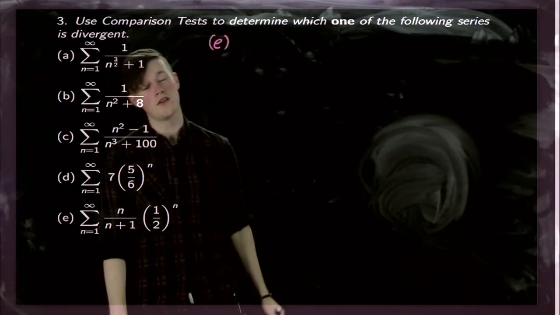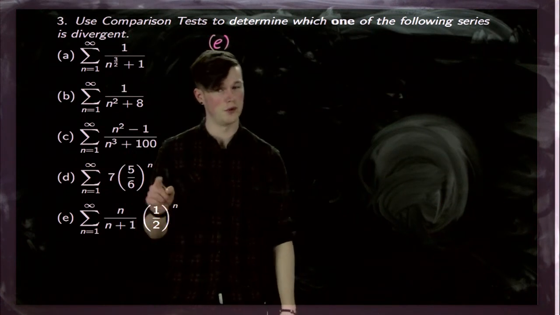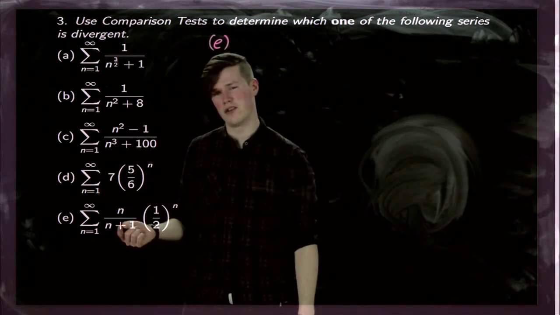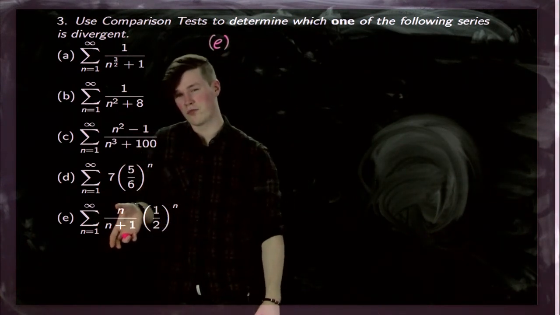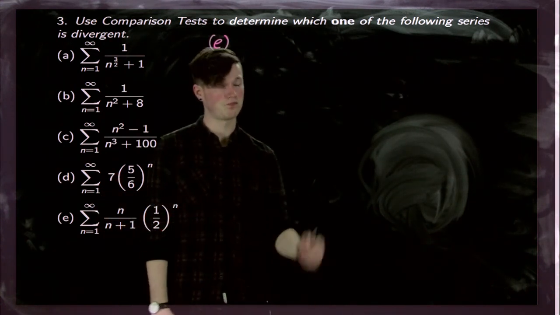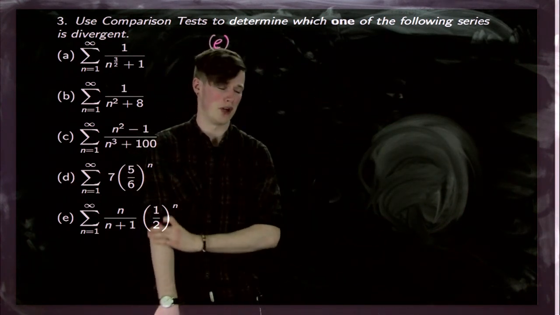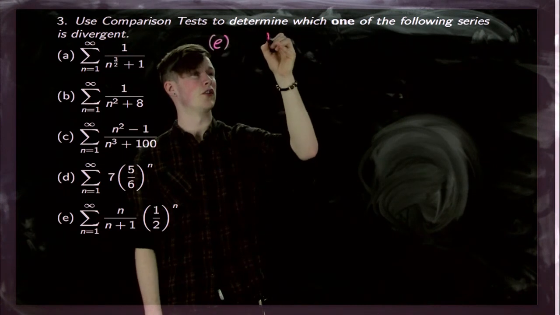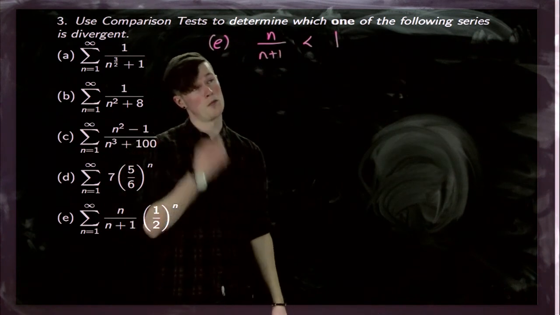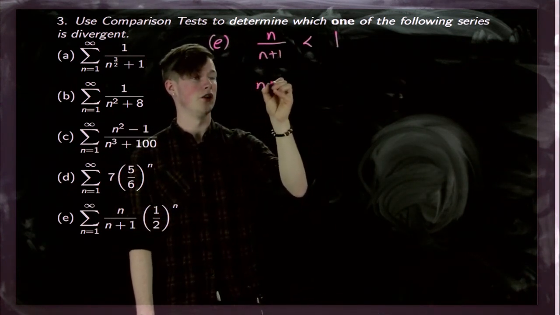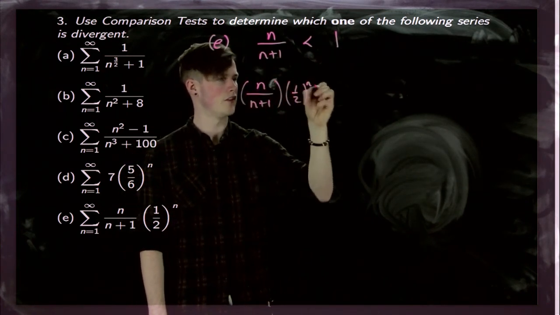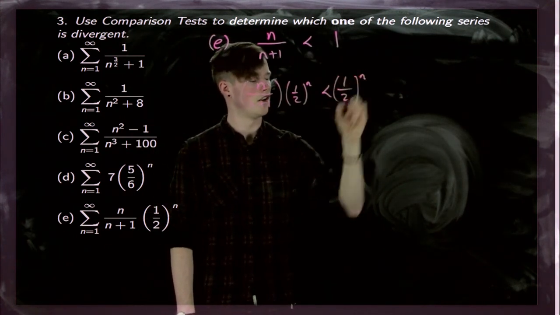Okay, so on to the next one, E. We've got the sum from n equals 1 to infinity of n over (n plus 1) times (a half) to the power of n. Okay? So as n goes to infinity, if we look at this piece, n over (n plus 1), we see that that's going to approach 1. So its behavior is not going to affect what's happening in the limit. It's the (1/2) to the n. So you can actually use either the direct comparison test or limit comparison. I'm going to use direct comparison, where I'm just going to say n over (n plus 1) is always less than 1 for any positive n. Okay? So then I know that n over (n plus 1) times (a half) to the n is less than (a half) to the n.